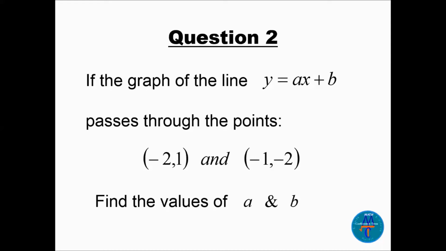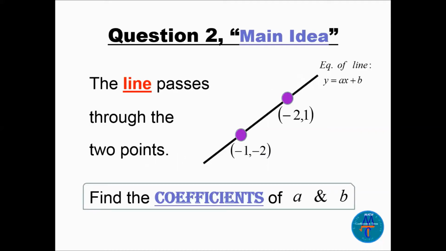So in the second slide, I will present for you the main idea, how to sketch it to understand the question better. So we have this here. We have a line, just any line. The equation of this line is y equals ax plus b. And there are 2 points given on the line because the line passes through the points. Find the coefficients a and b. So I have to find the value of a, I have to find the value of b. That's the main idea.